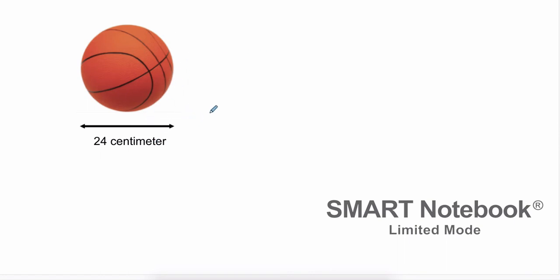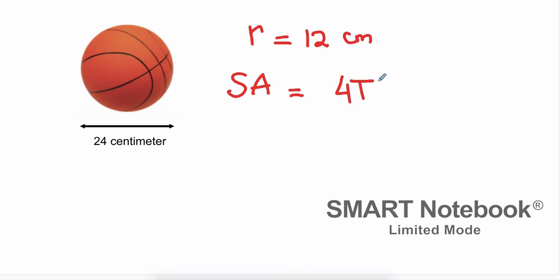I know there are actually different dimensions of basketball, but let's say we take the one with diameter 24 centimeter. Because the diameter is 24, then the radius is of course half of it, so 12 centimeter. And then if we want to know how much material is needed to make this basketball, we need the surface area of the basketball.